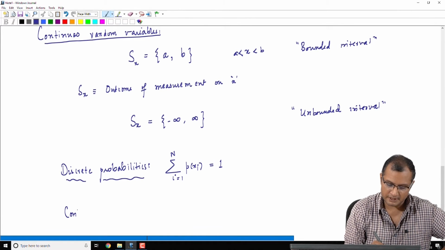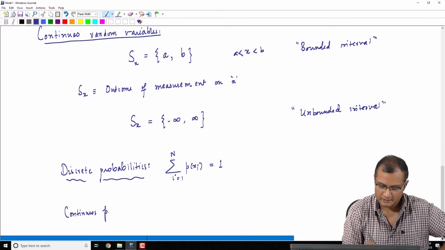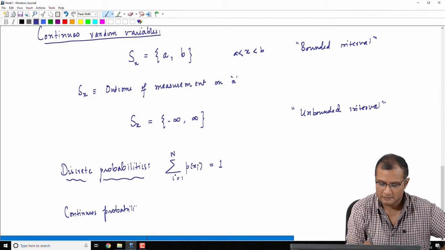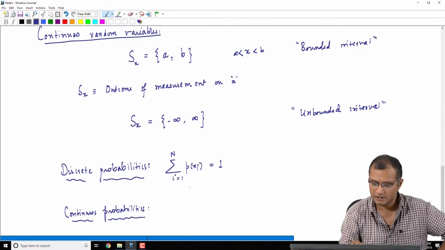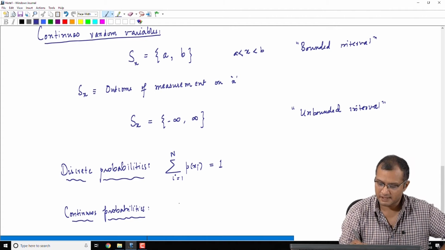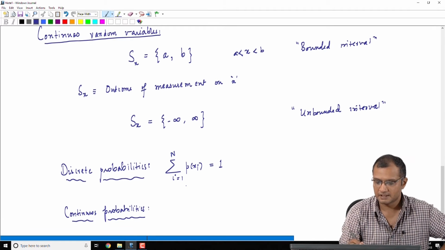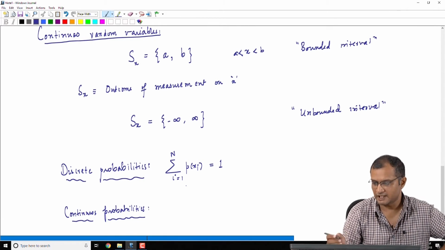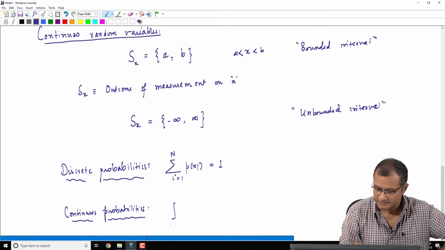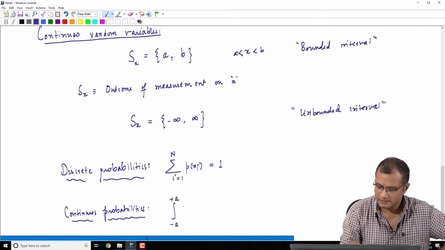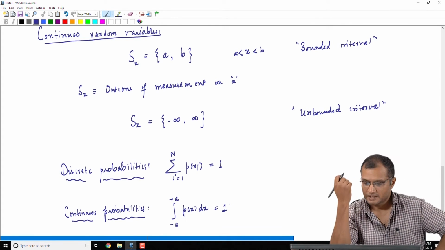For continuous probabilities, or the probability of a continuous random variable, this normalization condition reads as follows. Of course, I cannot have a summation now because I have an infinite number of measurements in any interval, either finite or bounded interval. I have to write down my normalization as the integral from minus a to plus a of p of x dx equals 1, okay, because whether the interval is bounded.